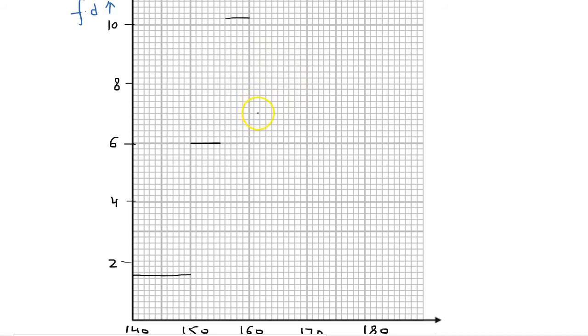Then we have 160 to 165, 7.2. 6, 1, 2, 3, 4, 5. This is 7. This is 160 to 165. 1, 2, 3, 4, 5. This one. Then we have 165 to 180, 1.2. So this is 1, 2, 3, 4, 5. This is 1 and this one.